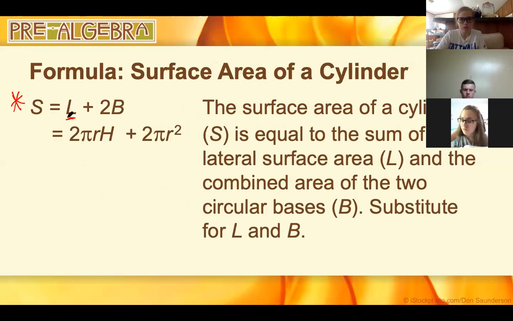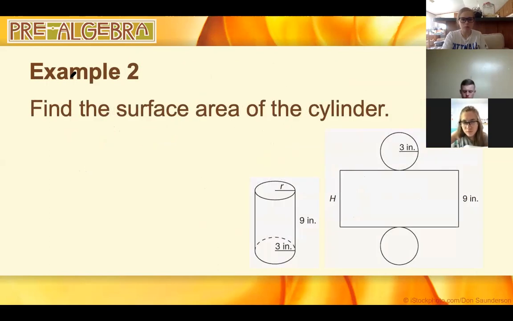Well, the lateral surface area, we already talked about that. It's now the circumference times the height, or the 2 pi r times height. The area of the base. Now my bases are circles, so the area of a circle is pi r squared. So you'll need to know that it's the same exact formulas. But again, remember, our bases are different.